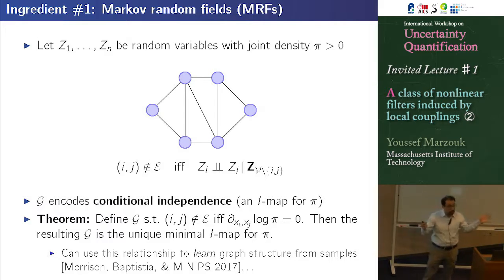But this result is actually more general to the non-Gaussian case because now this is a matrix valued function. So the Hessian of log pi, the matrix valued function. If it's 0 everywhere in a particular entry, then I have a conditional independence relationship in the non-Gaussian case. Okay? And you can actually use this to learn graphical structure from samples and do things like that.